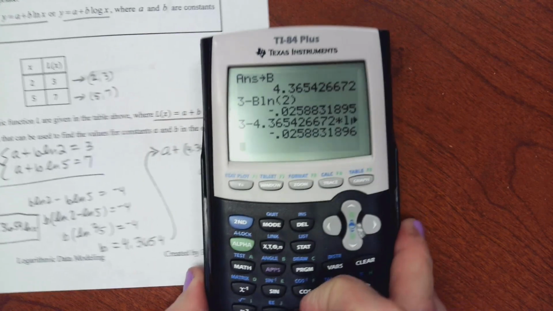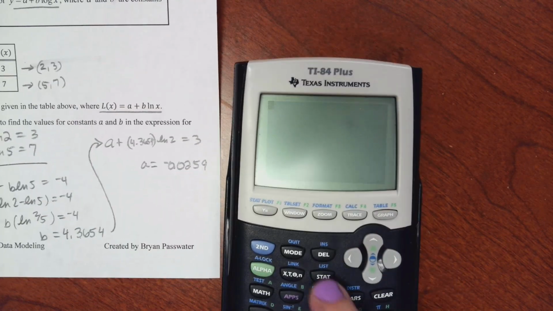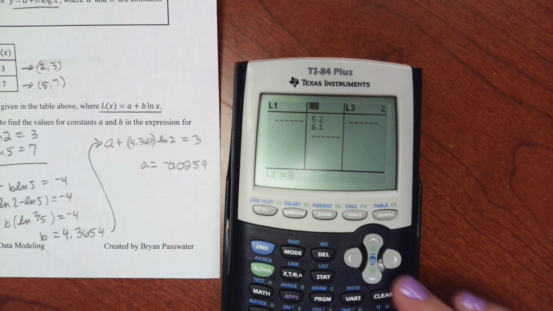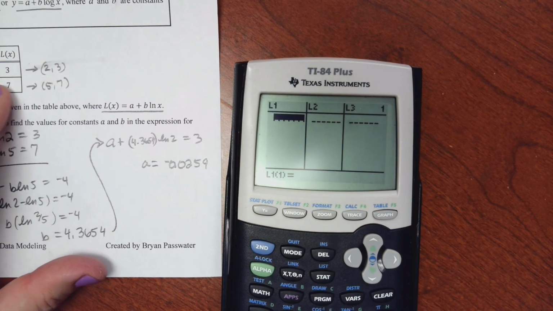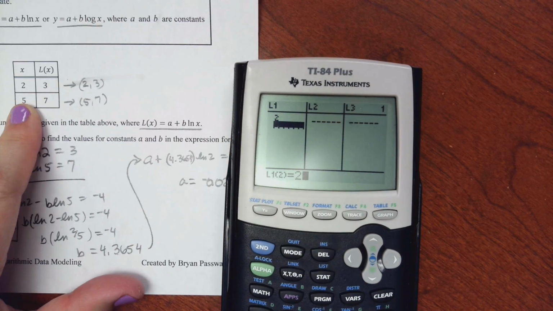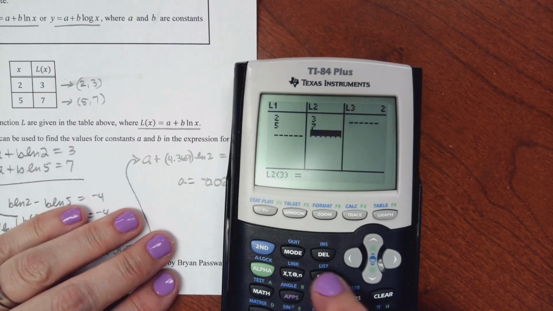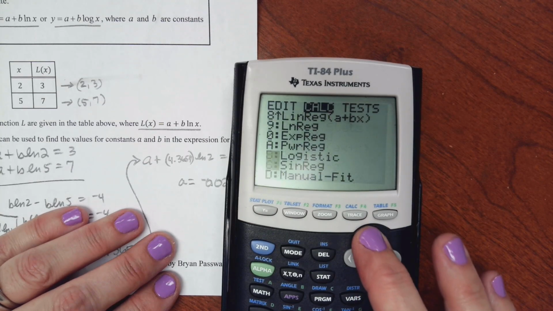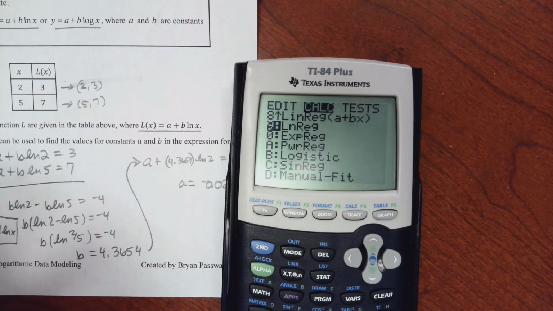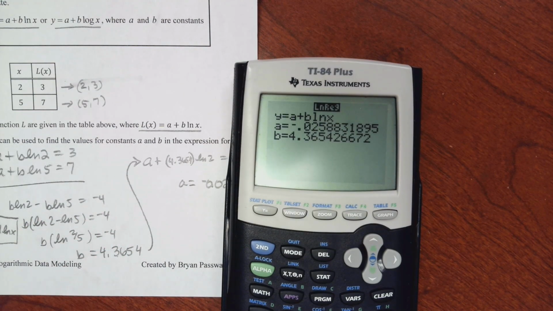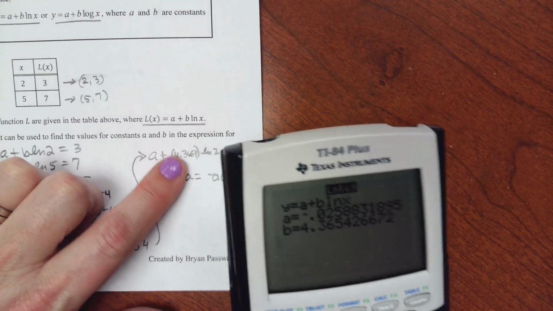Now, if I had done that in my calculator, I could have also done a stat edit, and I'm going to go ahead and clear these lists and put these numbers in. So I'm going to get 2 and 5, and over here 3 and 7. Then stat, calculate, and we'll find that natural log regression. I could store it, but I'm not going to need it. And there are the same answers right there. Assuming you can use your calculator, which I guess you can, because who's going to know those numbers?